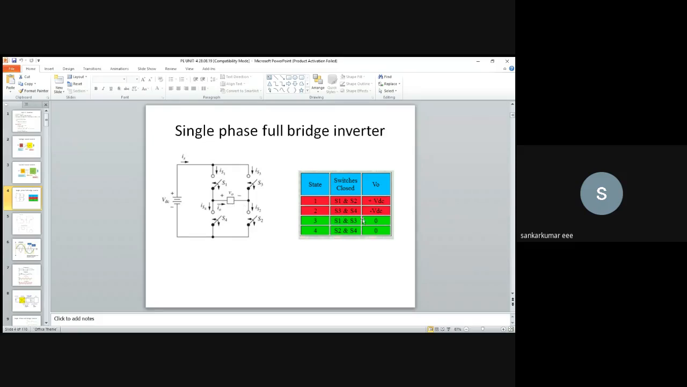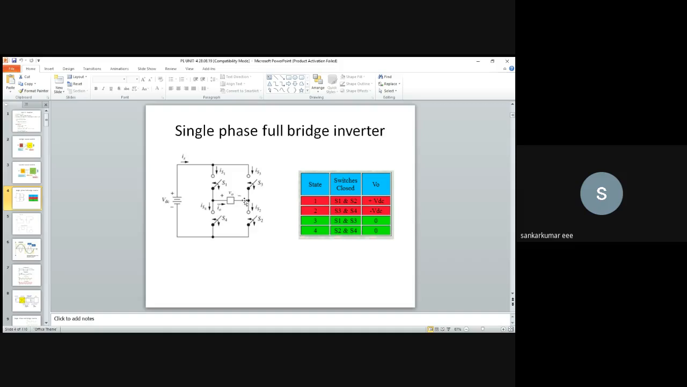The next combination is S3 and S4. We close S3 and S4, and during that time S1 and S2 are open. So the current will flow in the reverse direction. The current will flow through S3 to the right hand side terminal of V0, and then to the left hand side terminal, in the opposite direction to the previous case. It will return through S4 to the minus terminal of VDC. In the previous case the current direction was left hand side to right hand side, and in this second case, with S3 and S4 turned on, the current will flow from right hand side to left hand side, which is the opposite direction.